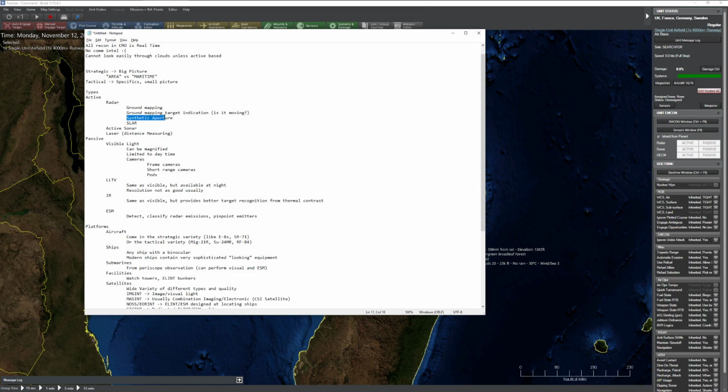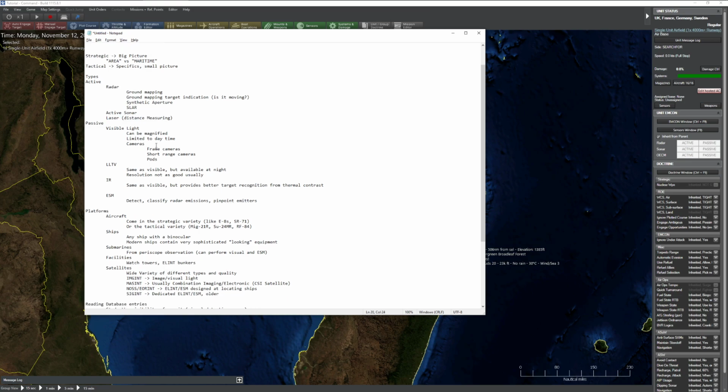You have what they call synthetic aperture radar, which is really clever. Basically, you hold the radar still, but you move the airplane. You can literally see through clouds. We also have a variant of that called SLAR, which is side-looking airborne radar. That's simply synthetic aperture, but instead of pointing forward, we're pointing out the side. You'll see these on MiG-25s. Naturally, we have our active sonar, and of course, we have laser if we want to do distance measuring.